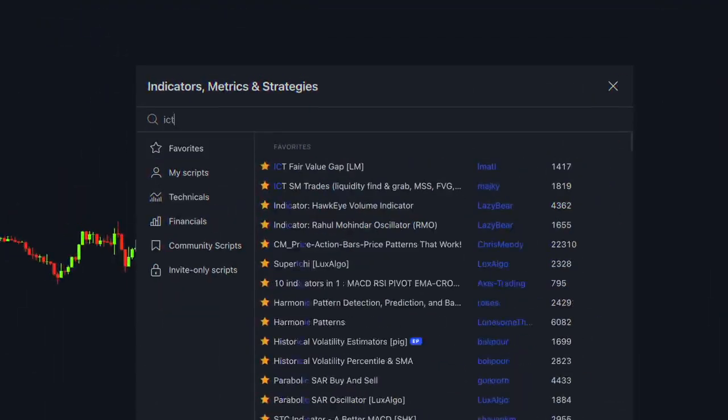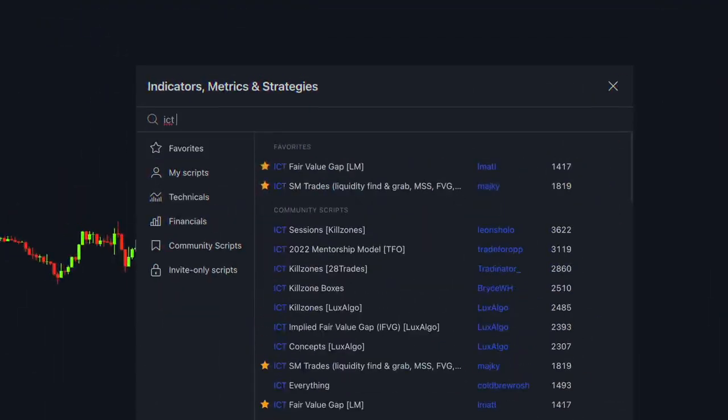This free TradingView tool is called the ICT 2022 Mentorship Model. It was created by Trade4Op. Add it to your favorites so you can find it easier in the future.